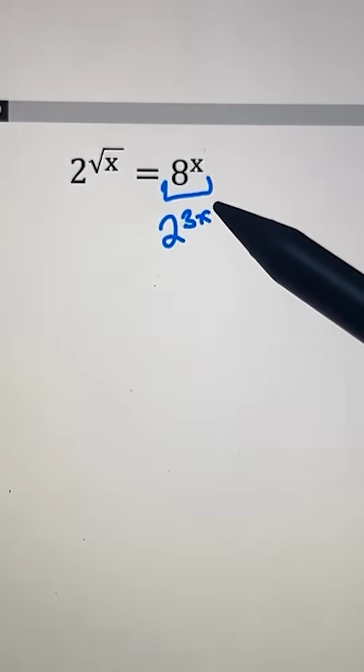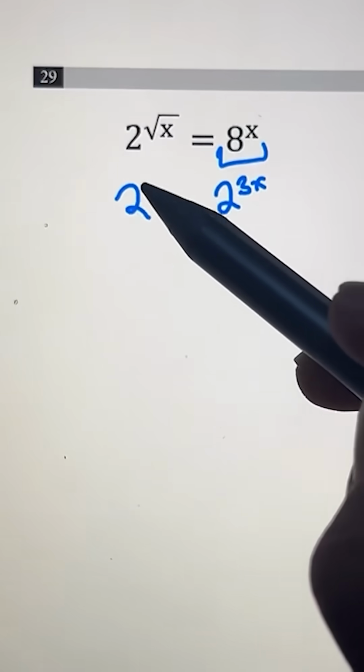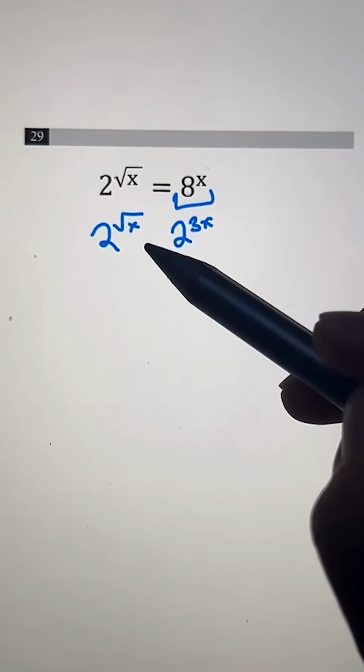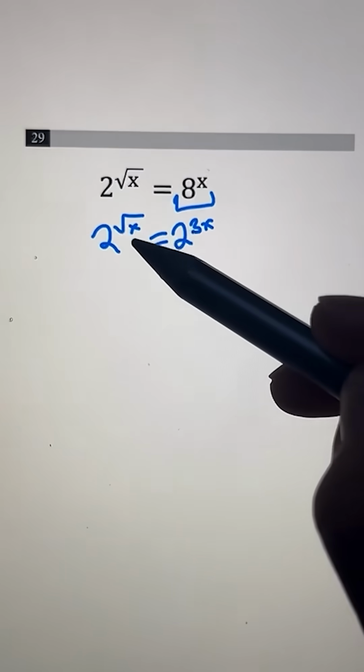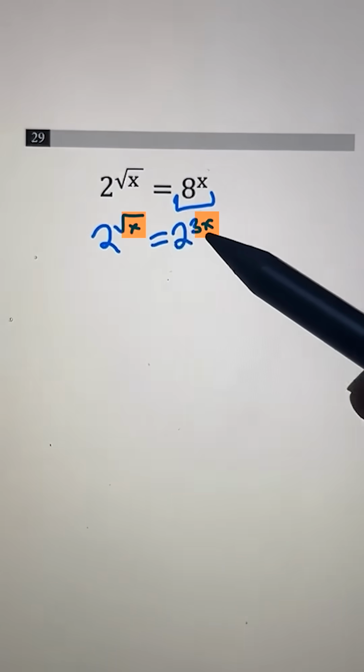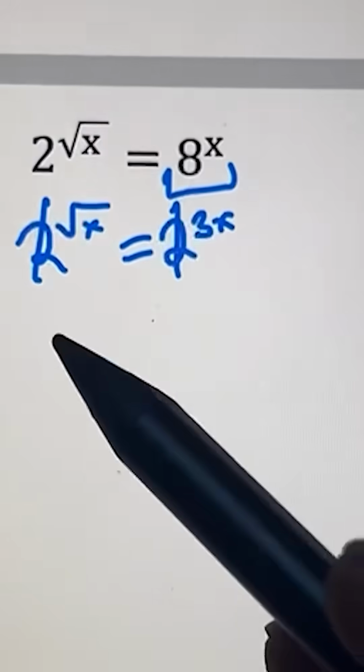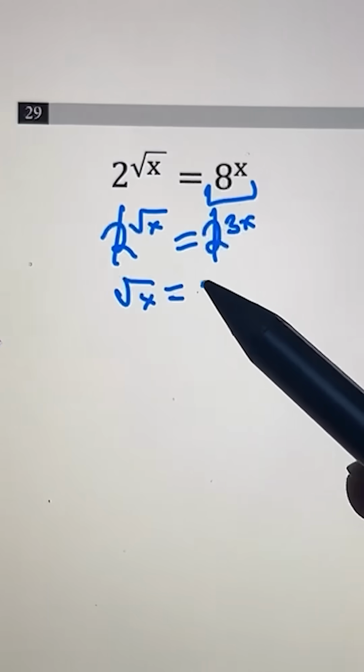to the 3x power and 2 to the root of x as 2 to the root of x power, because we can't do much with it. And now we're going to set them equal to each other. And because we see that there's an x in the exponents of both, we could just get rid of the base, which is 2. So now we have the root of x is equal to 3x.